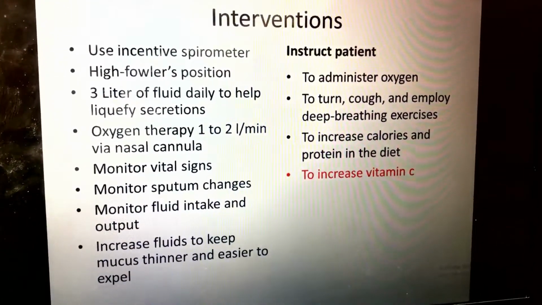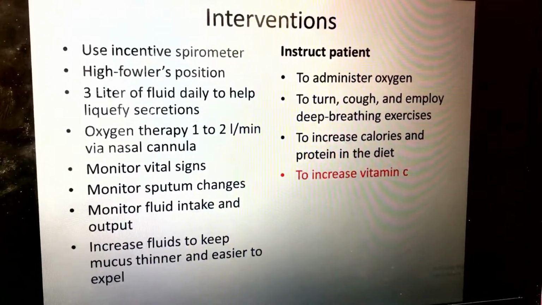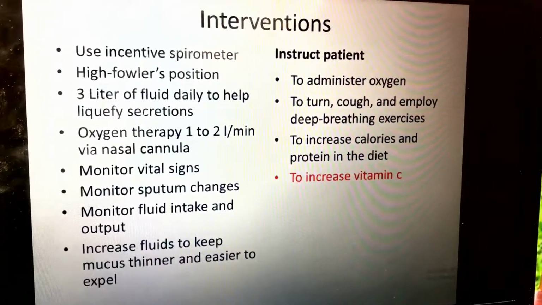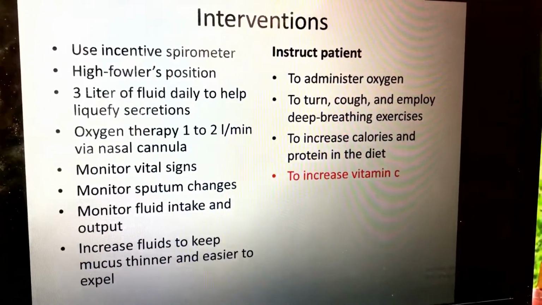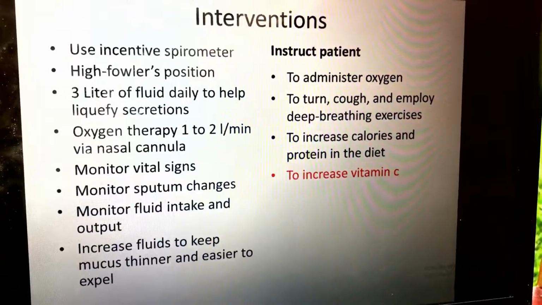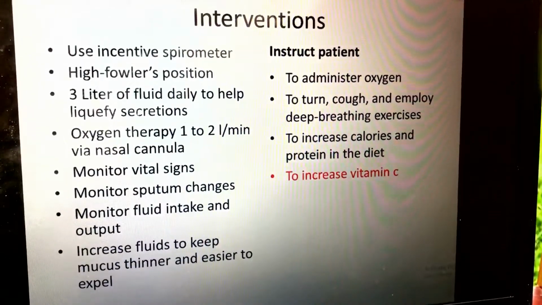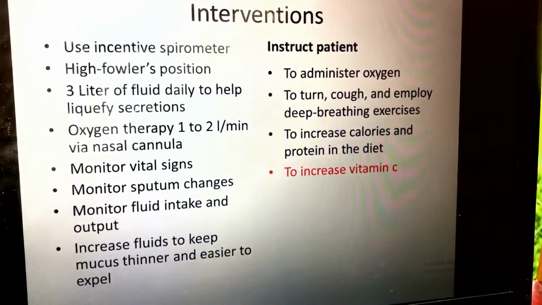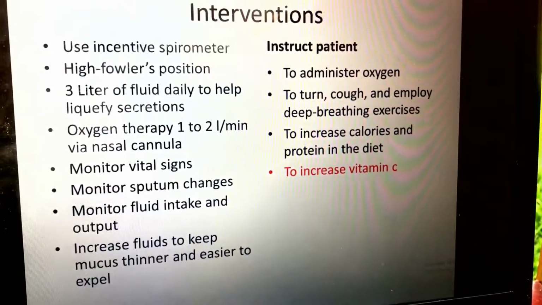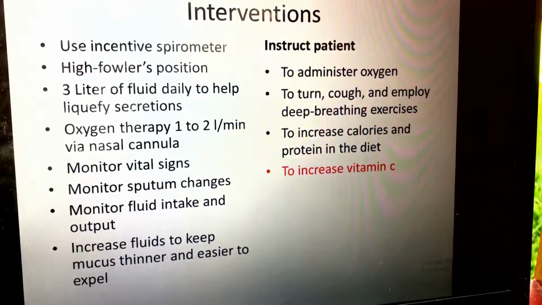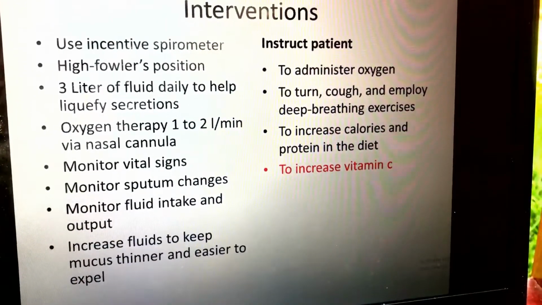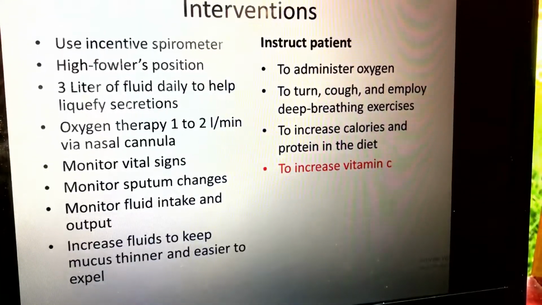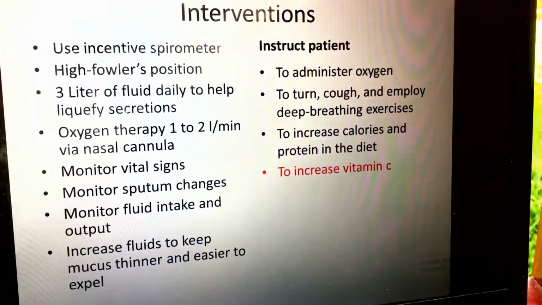What are the interventions? We can use an incentive spirometer. The incentive spirometer is a device we use to expand the lungs. So we breathe in and create a deep breath in the spirometer. This is done for lung exercises.